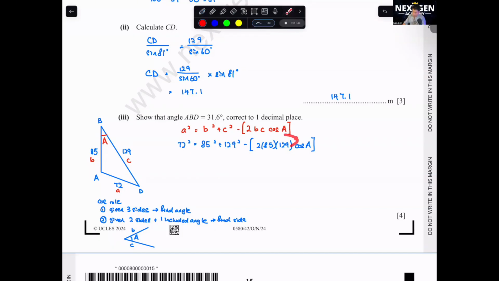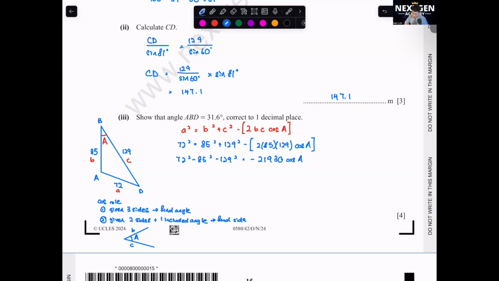Why I want you all to put this bracket here is because one common mistake that students always do is you will take 85 square plus 129 square minus 2 times 85 times 129. This is wrong. You first have to bring these two values to the left hand side if you want to find cos A. So 72 square minus 85 square minus 129 square equals to minus, you take this 2 times 85 times 129, 21930 cos A. Then over here only you go and divide the minus 21930.